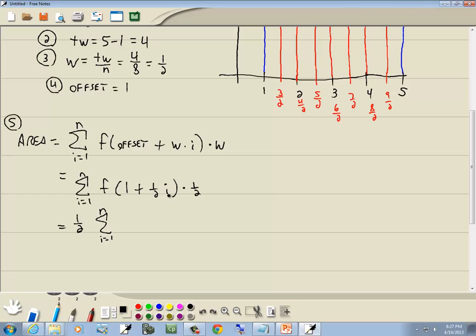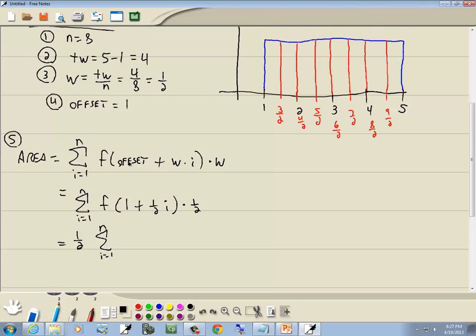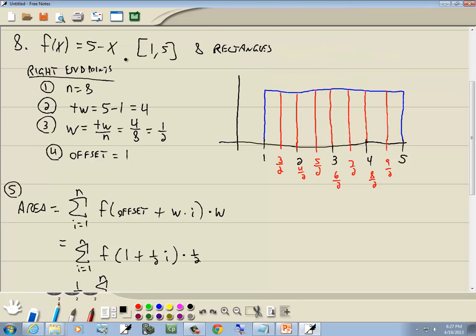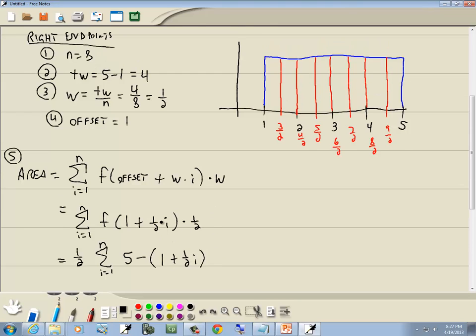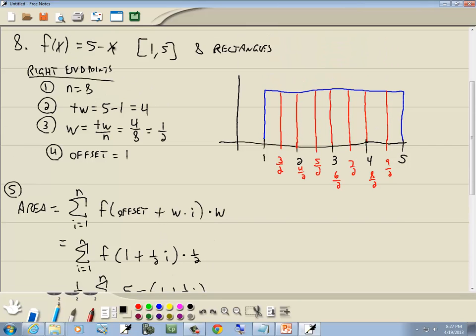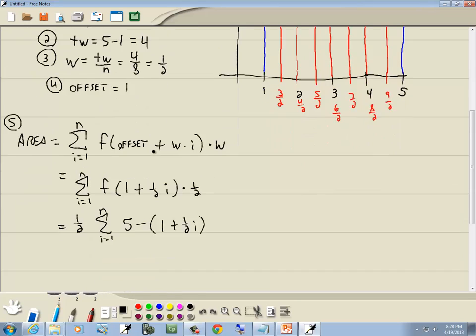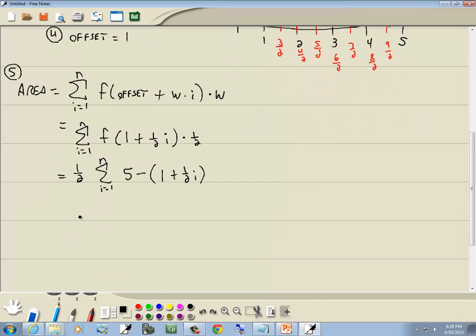And now we got f of 1 plus 1/2 i. Well, let's take a look at our function. Our function was 5 minus x. So we're going to have 5 minus, and then this is what we're going to put in for x. So we've got 1 plus 1/2 i. So again, this is evaluating a function. I took this 1 plus 1/2 i and put it in for my x in my original function. Now I'll do a little bit of simplifying. That minus flips the sign of everything, so it becomes a -1 minus 1/2 i.